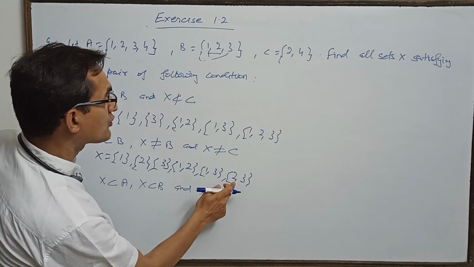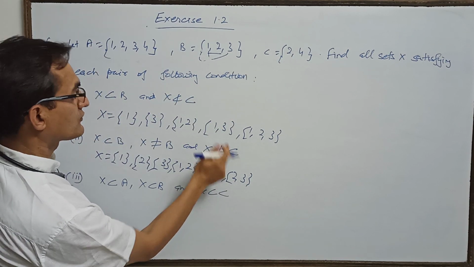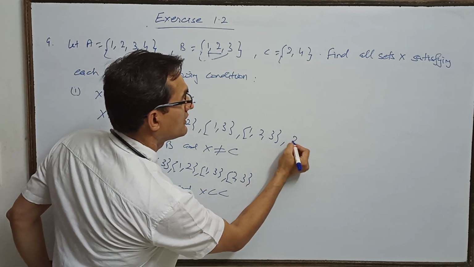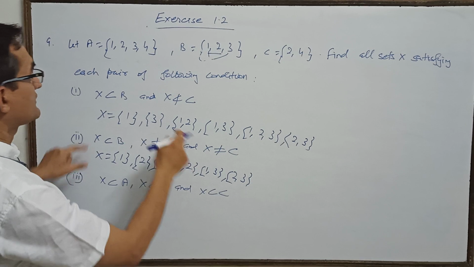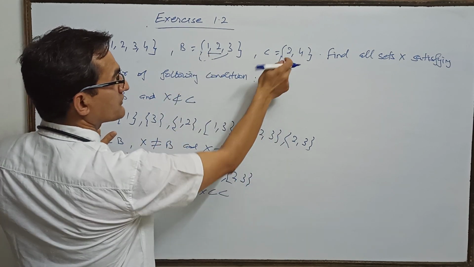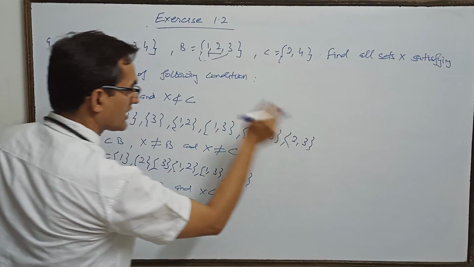Now, this {2, 3} was left in this one also. So, this {2, 3} will also come in this one. Okay? {2, 3} is a subset of B and it is not a subset of C. ये छूट गया था. You can add it.